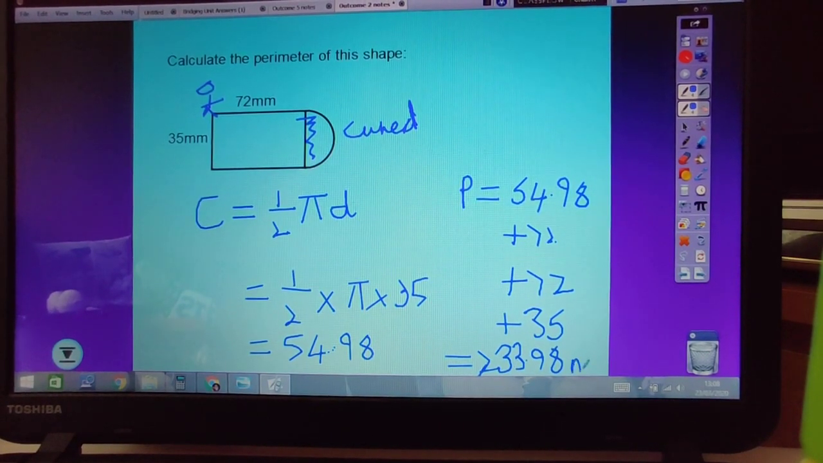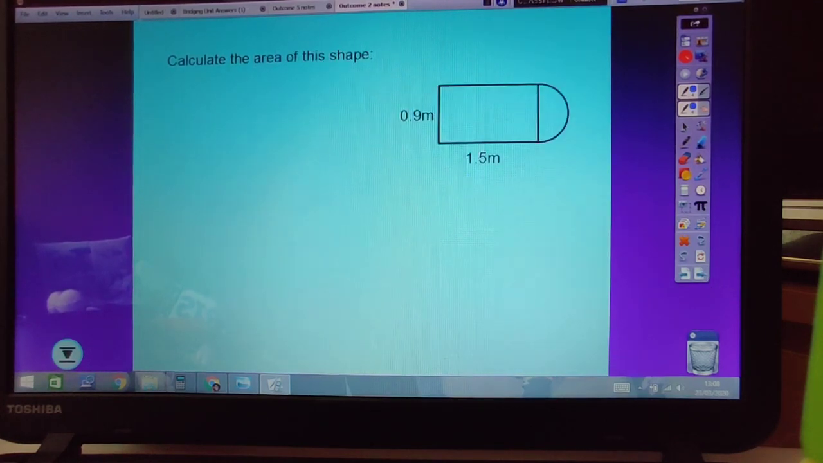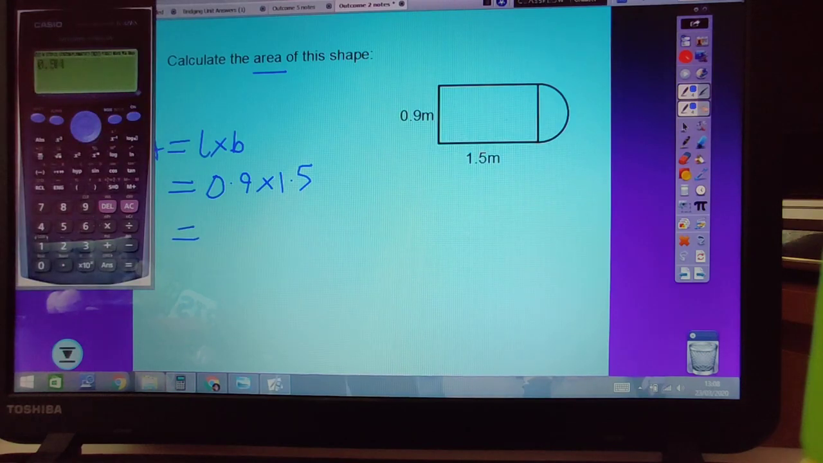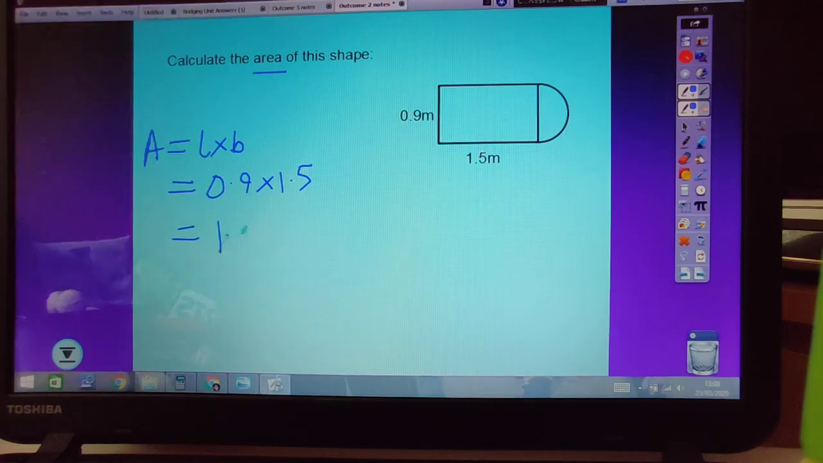So that's our first composite shape, and it said perimeter. It could, however, have asked you to find the area of the shape. Area is a different thing entirely. We have to split it into the rectangle and half circle here. So to find the area of the rectangle, it's length times breadth. So that would be your 0.9 multiplied by the 1.5. Giving us 1.35.